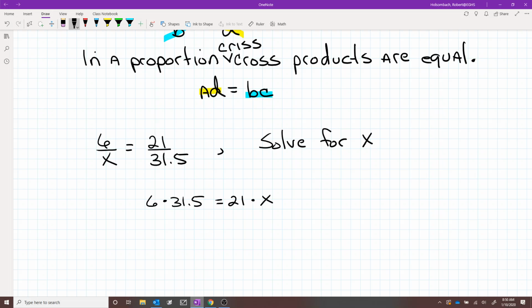So 6 times 31.5 is 189. 21 times x is 21x. And you can divide both sides by 21. So 9 is equal to x.